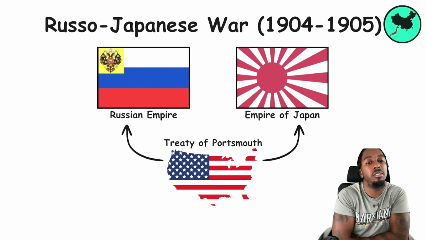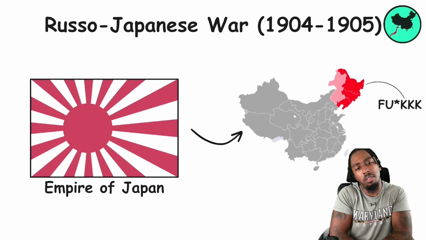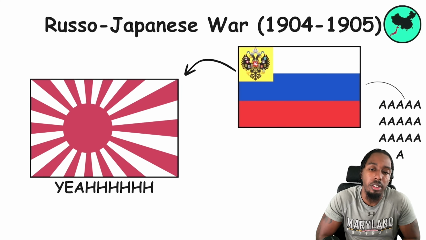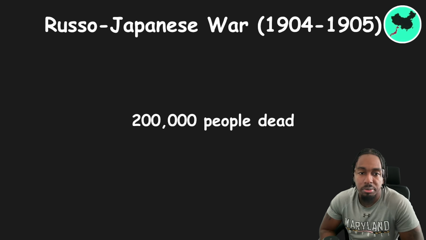The war ended with a peace brokered by the United States, which recognized Japan's control over Korea and its influence in Manchuria, as well as granting Japan territorial concessions from Russia. It's estimated that around 200,000 people were killed in this war.